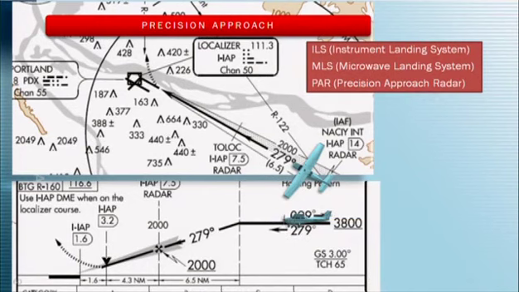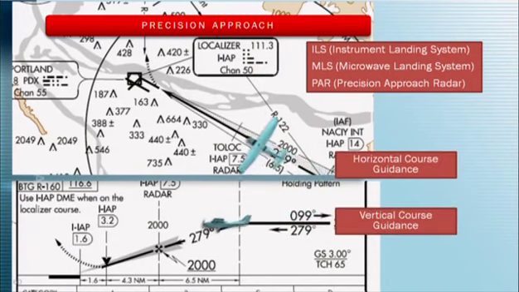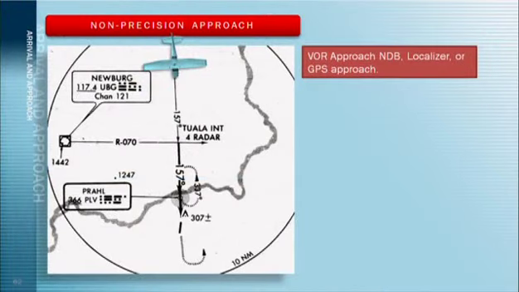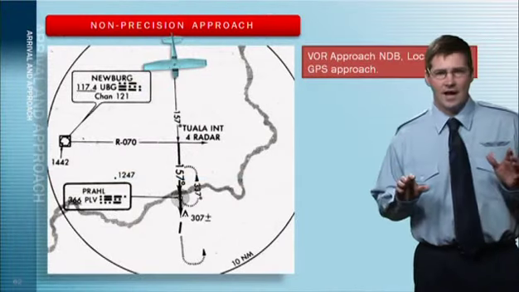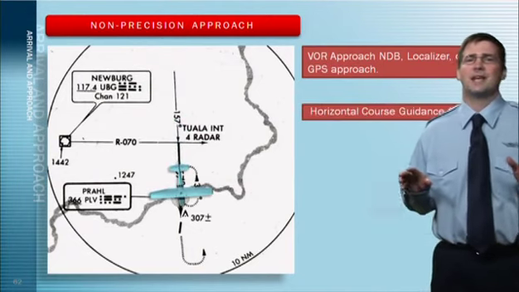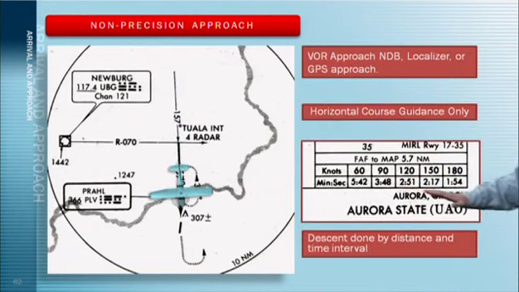Let's put this together and fly an approach. Watch as we run this simulation and see how the plane moves along the profile and plan view at the same time, with the plan view giving horizontal guidance and the profile view providing vertical guidance. Let's take a look at this one more time. In a non-precision approach, the aircraft only receives horizontal guidance. Vertical guidance is provided by combining time and distance along a specific route.